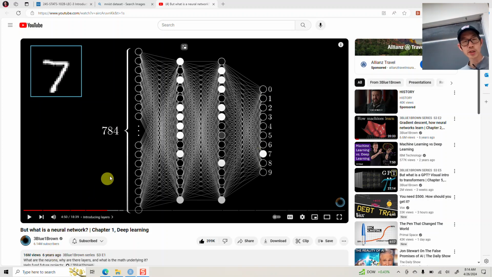What this video shows us is that each image comes in as a 28 by 28 grid of pixels that gets stretched out into one input layer with 784 values, right? In our example neural network, we had 2 values in the input layer, 3 values in the hidden layer, and 1 value in the output layer. In this structure, Grant, author of 3Blue1Brown, has 784 nodes in the input layer.